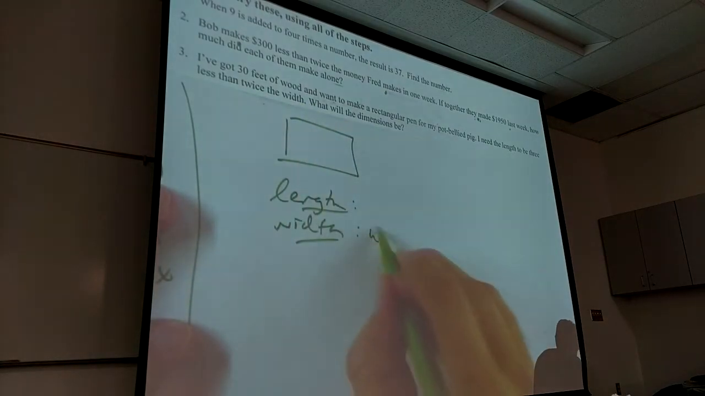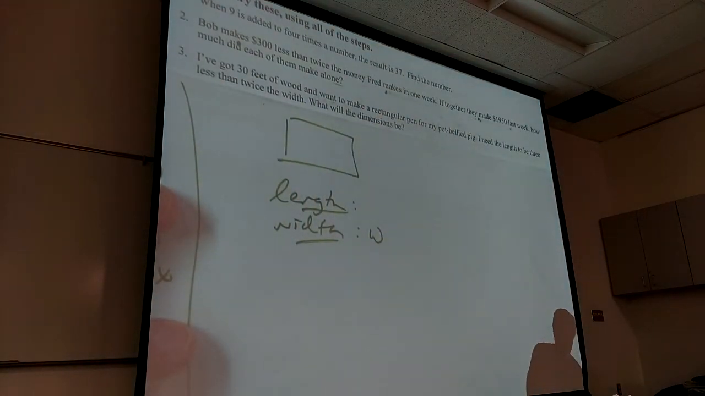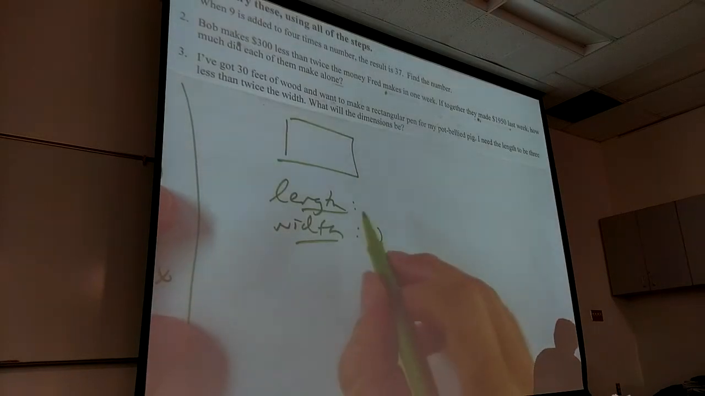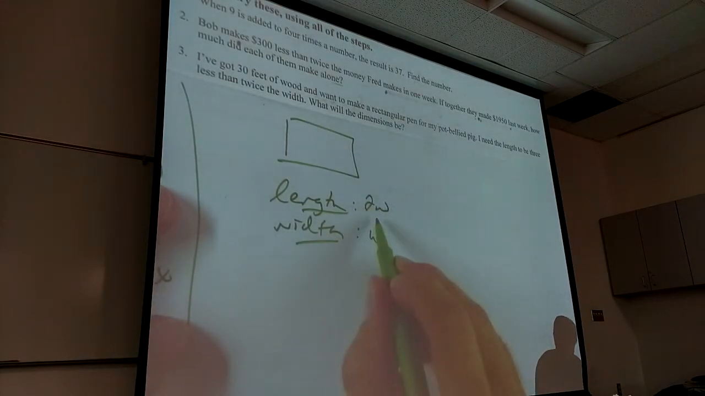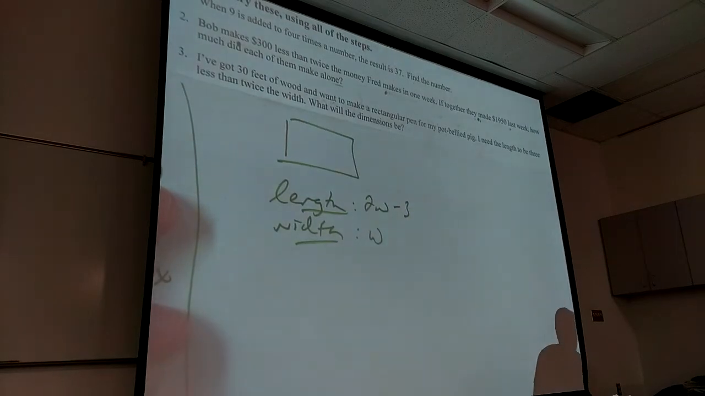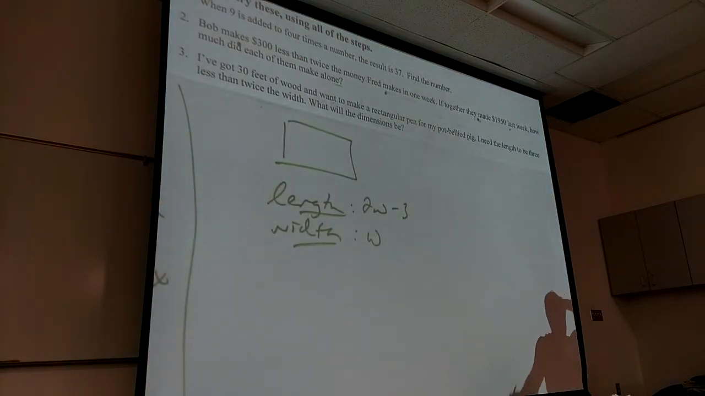Let me call the width W just to change things up. So then the length is going to be 3 less than twice that. So what's twice this? 2W. And what's 3 less than that? And again, the biggest mistake is to put 3 minus 2W, and you get negative side lengths.